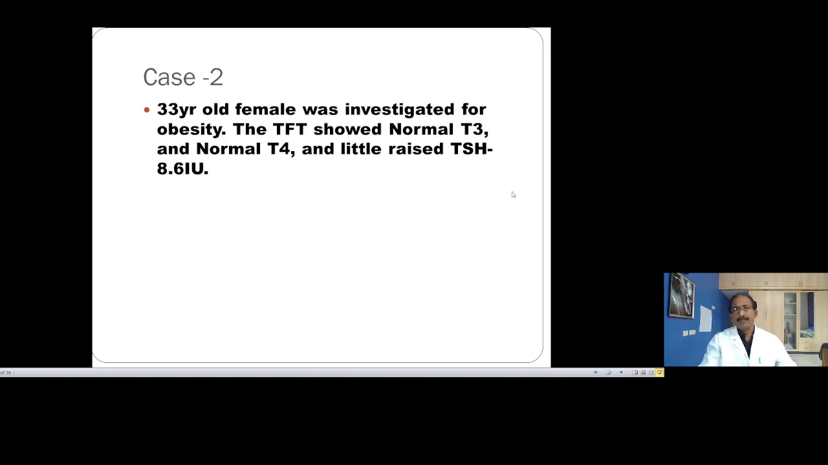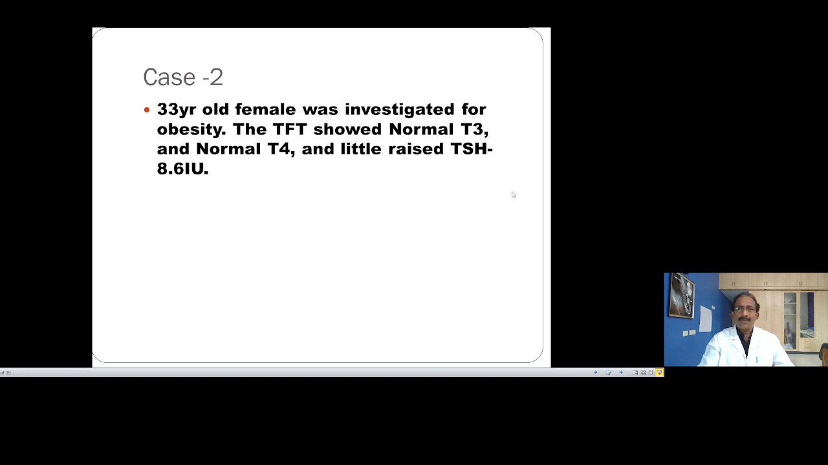Now, just see the next one. The 33-year-old female was investigated for obesity. So usually that's the one. Every obese child, the family wants to do a thyroid function test. They know it's very popular, the idea. And also the general physician would like to do a thyroid function test to rule out hypothyroidism.